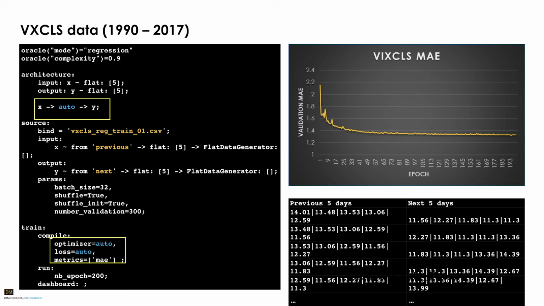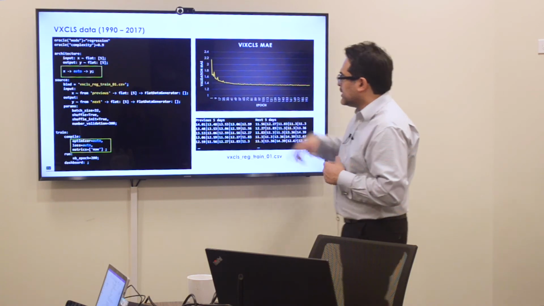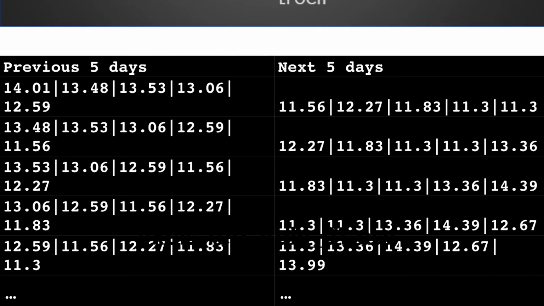So it's pretty good. In terms of the previous 5 days, this is the data. It's basically hovering around 13, between 12 to 14. In the next 5 days, it was between 11.3 to 11.56. So it's kind of like low teens for the most part in this particular segment.